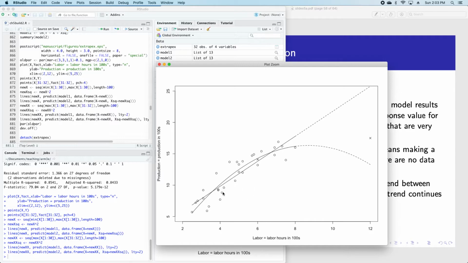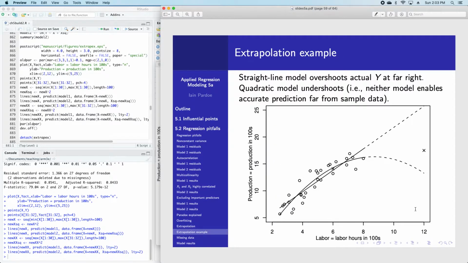Okay, so this is an illustration of how extrapolation can cause real problems. The bottom line here is be very wary of extrapolating model results beyond the scope of the data.